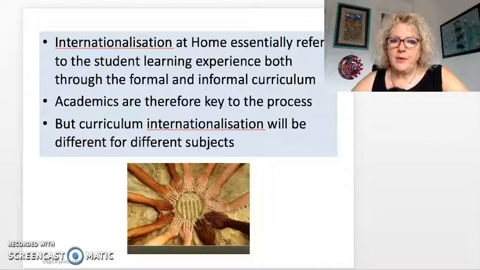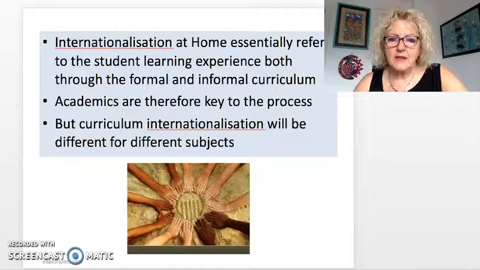Important to remember that curriculum internationalization is going to be different for different subjects in different countries in the world. So the question of what internationalization means is different for different subjects, and it will be up to the academics to work through what this means for them. I'm going to give you some examples of what we did at my university so that you can see what I mean.